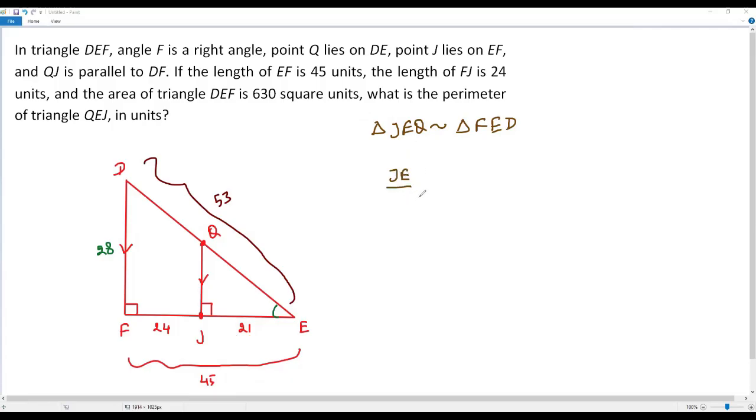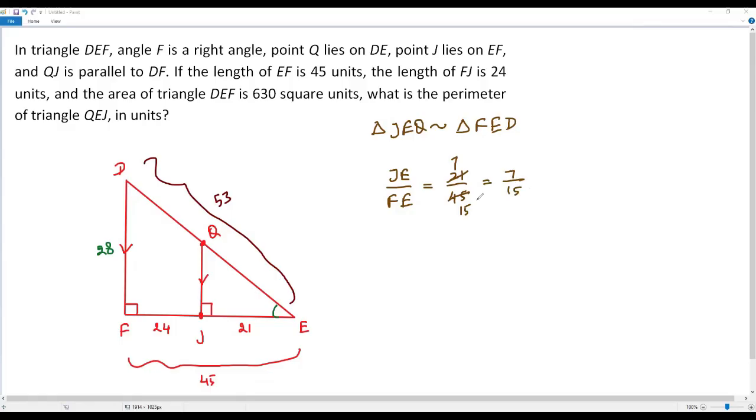Okay, now let me take the side JE from the smaller right triangle. What is the corresponding side in the bigger right triangle? So we have to consider the letters at the same position. Then we have FE. So JE and FE are the corresponding sides. The length of JE is 21 and the length of FE is 45. And also we can simplify this fraction. The greatest common divisor for 21 and 45 is 3. That is, 3 goes into 21 7 times and 3 goes into 45 15 times. I am getting 7 over 15.